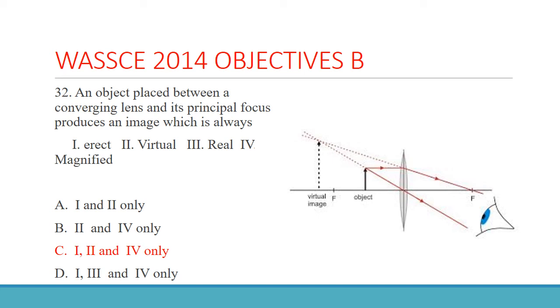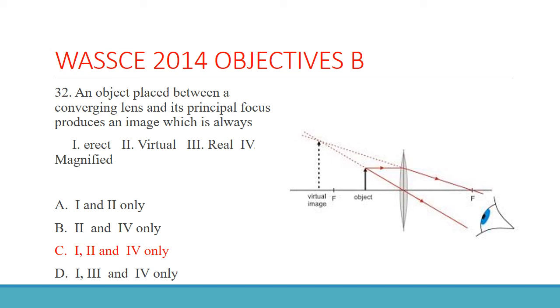So it will be virtual, and it will be erect. Erect means standing straight, not inverted, not turned upside down. You still see that the arrow is upright. So it is erect, virtual, and magnified. So that is C. It is not real. It cannot be virtual and real at the same time. Normally, real images are inverted. They turn upside down.